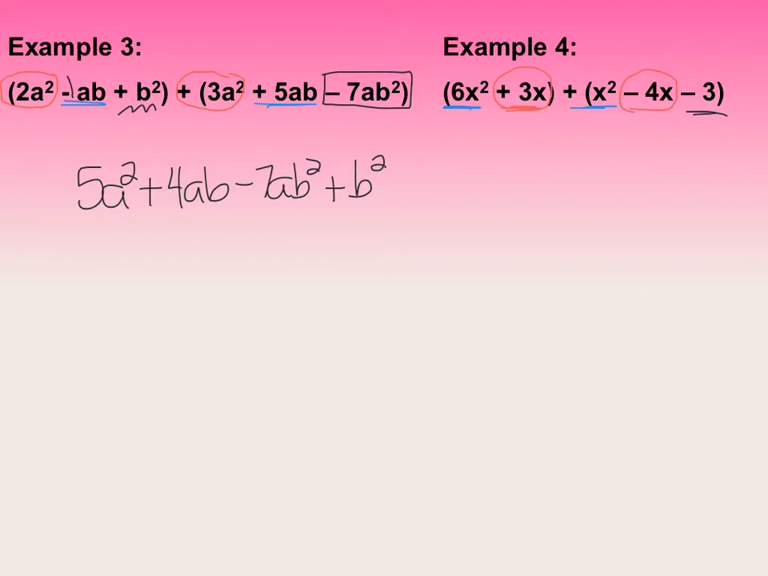And then in example 4, I have 6x squared, and then I have a plus x squared over on the right, so that's really 7x squared when I combine. Circled in red, I've got 3x minus 4x, which is negative 1x, and then I've got that negative 3 all by itself. And from there, I'm done. I can't simplify anything else. I've combined like terms, and I'm good to go.